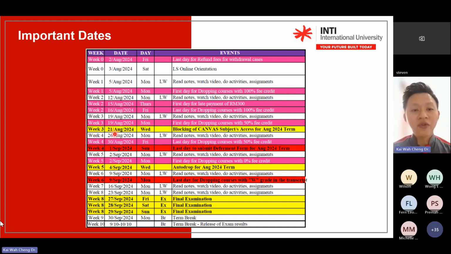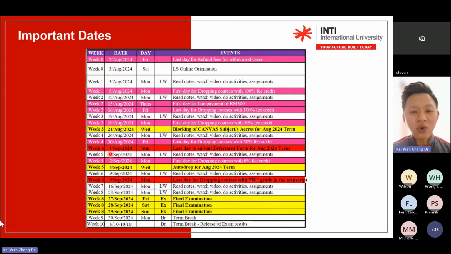And then we have week 3, 21st of August, blocking of Canvas subject access for August 2024 term. So this is the alarm to remind you to clear your tuition fees as soon as possible. This is the first alarm.